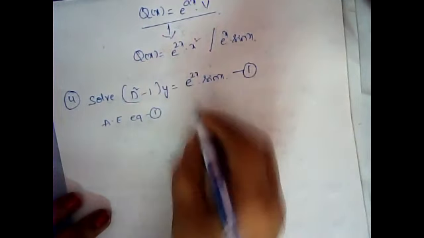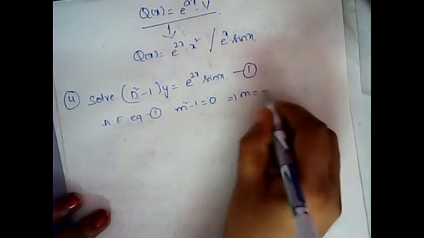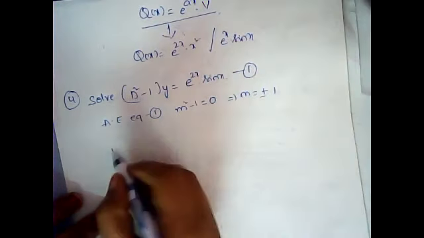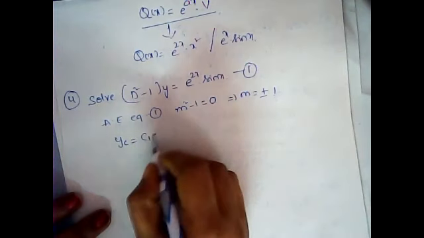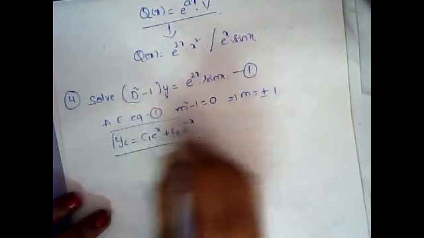Auxiliary equation of equation 1 is m squared minus 1 equals 0, which implies m equals plus or minus 1. So yc will be C1 e power x plus C2 e power minus x. So this is the required yc.